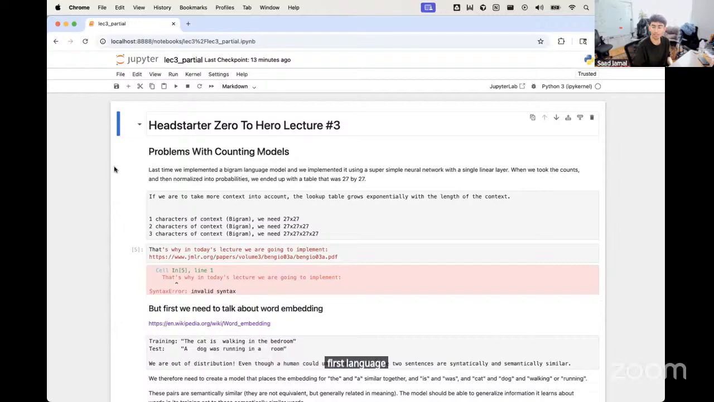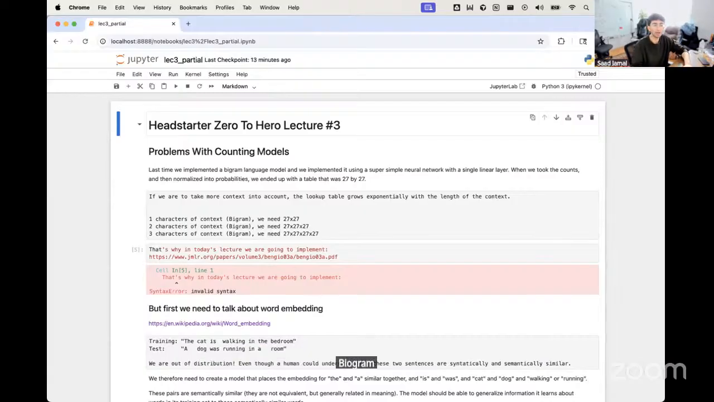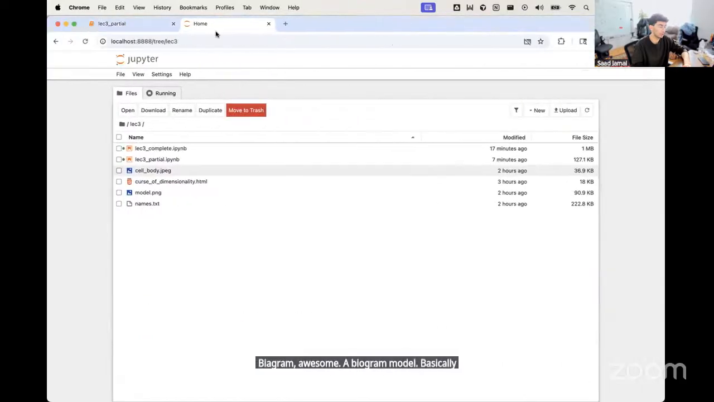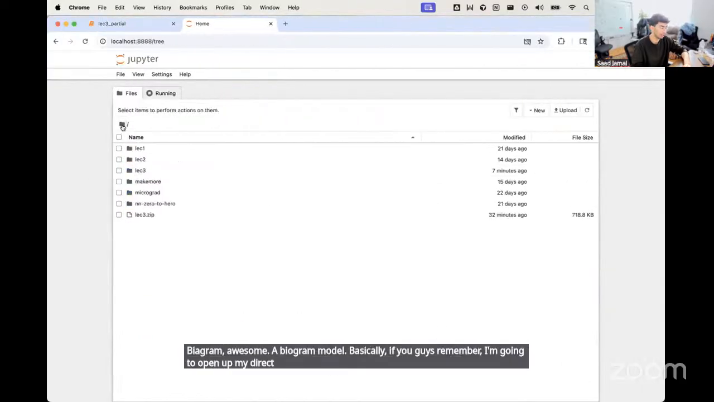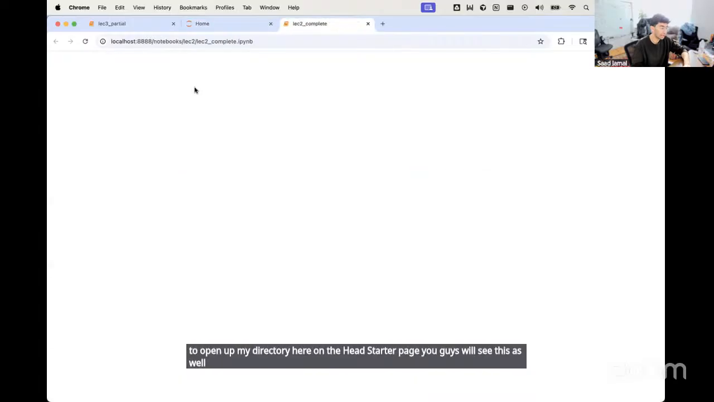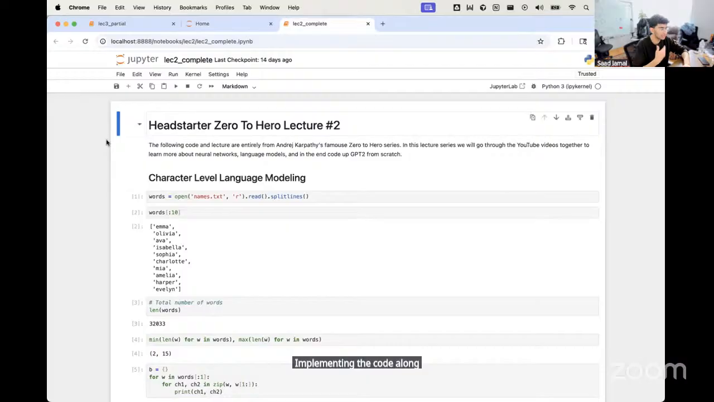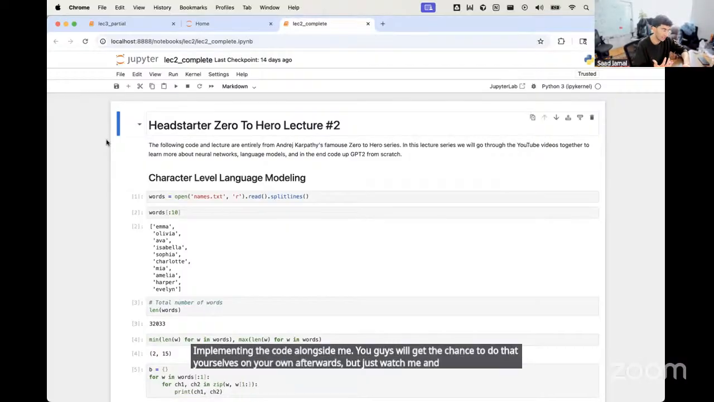Does anyone remember the name of the first language model that we built? Bigram, awesome. A bigram model, if you guys remember. I'm going to open up my directory here. On the starter page, you guys will see this as well. And again, remember, as we go through this, I'm going to make a warning again: don't worry so much about implementing the code alongside me. You'll get the chance to do that yourselves on your own afterwards. But just watch me and make sure you understand what's going on.